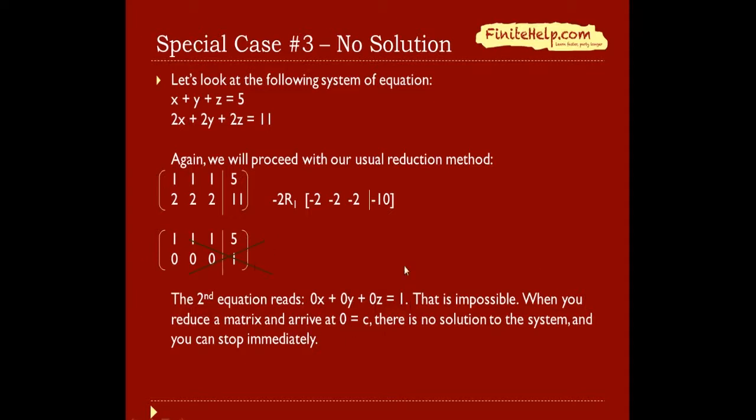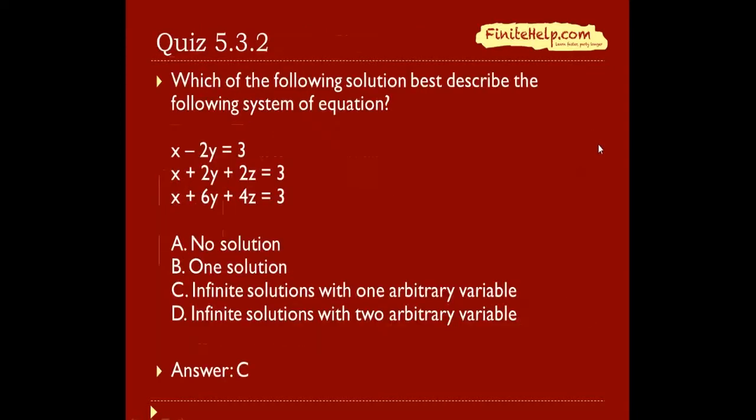So if you reduce a matrix and arrive at some row that says 0 equals some nonzero constant, then there is no solution to the system. And when you come out with a row like this, you can immediately stop and say that there's no solution, and you're finished with the problem.